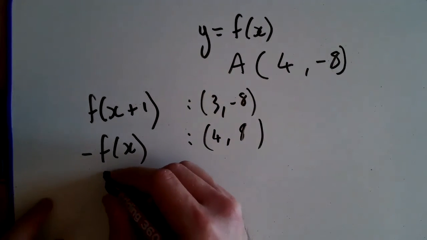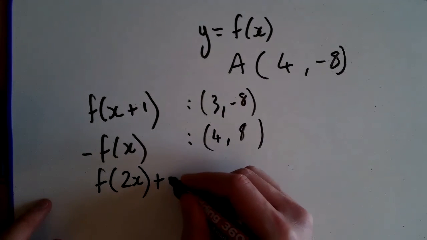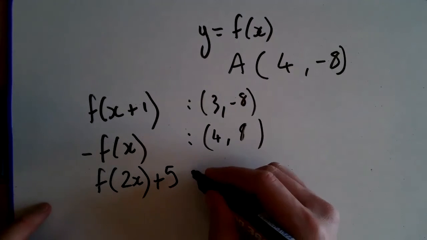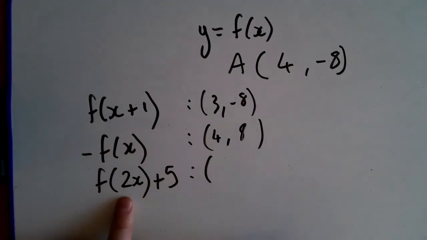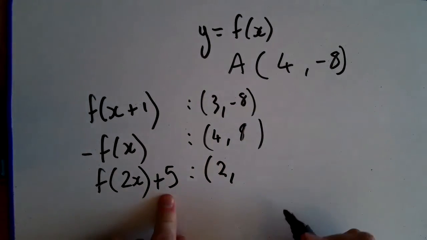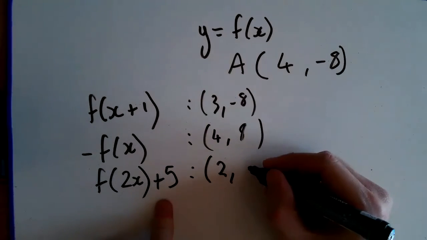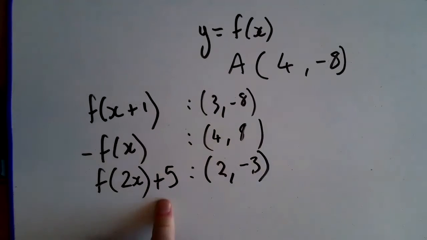Let's have f of 2x, and also let's stick a plus 5 at the end, just for the fun of it. So the x is going to change, and I'm going to times by 1/2. So 4 times 1/2 is 2. And since the 5 is on the outside, the y is going to change, and I'm going to add 5. So minus 8, add 5 is minus 3.